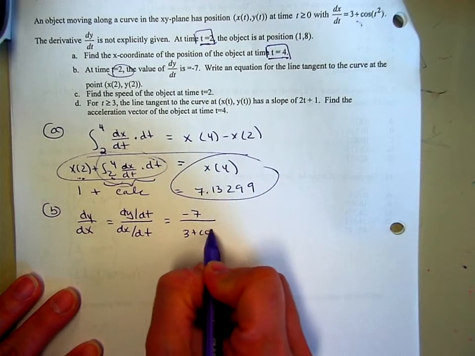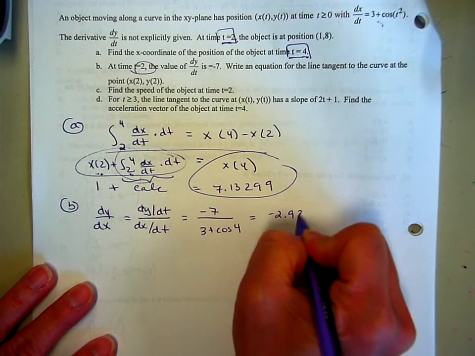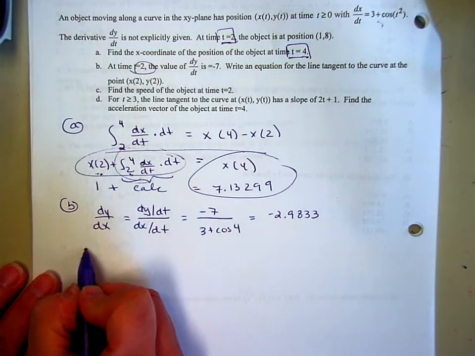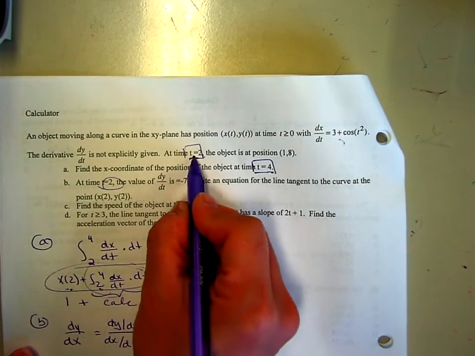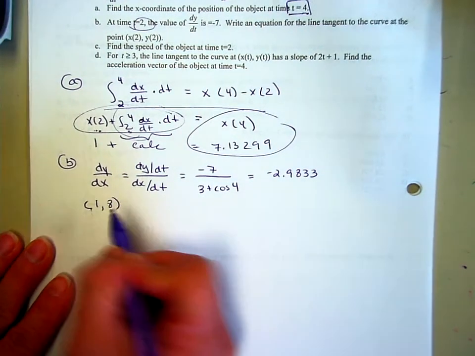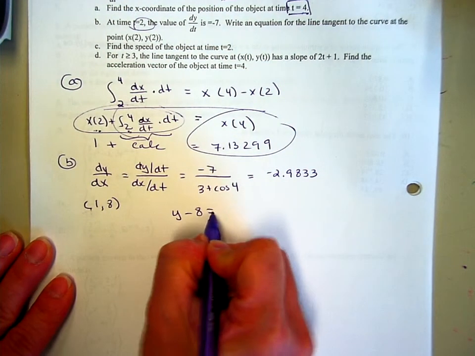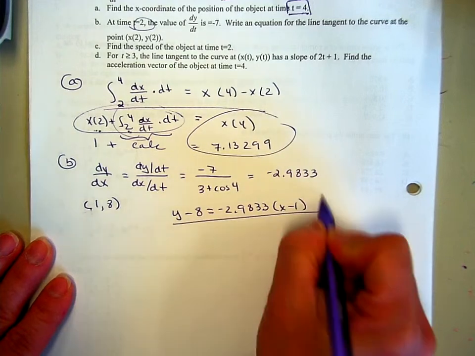Now you can leave it like this if you want. If you want to punch it out, that's fine. I get this. And the point that I wanted is at t equals 2, and at t equals 2, the coordinate is (1, 8), which they gave us. So y minus 8 equals -2.9833 times (x minus 1). So there's the equation of the tangent line.